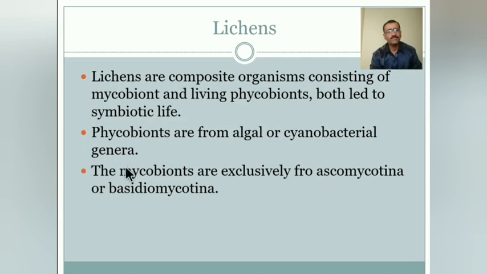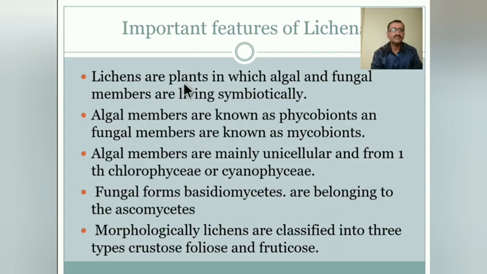Okay, and the mycobiont is exclusively from Ascomycotina or Basidiomycotina. These are the different fungal groups, Asco and Basidiomycotina. There are 5 groups in the fungi, out of which these 2 groups are included in the lichen. Okay, next, let us see the important characters.